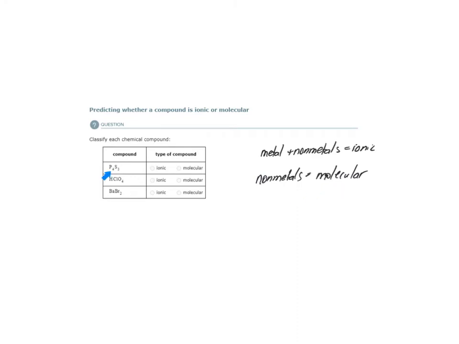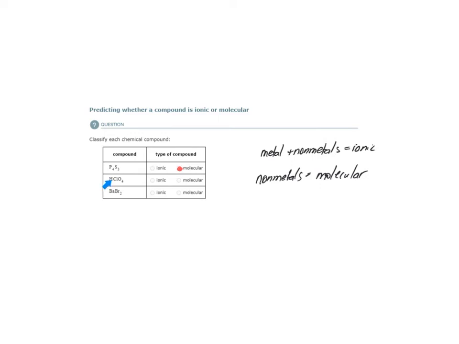Okay, so let's look at this first compound. It's a simple binary compound. I have two elements present, phosphorus and sulfur. Phosphorus is a nonmetal. Sulfur is a nonmetal. So I only have nonmetal elements present. That would mean I have a molecular compound.